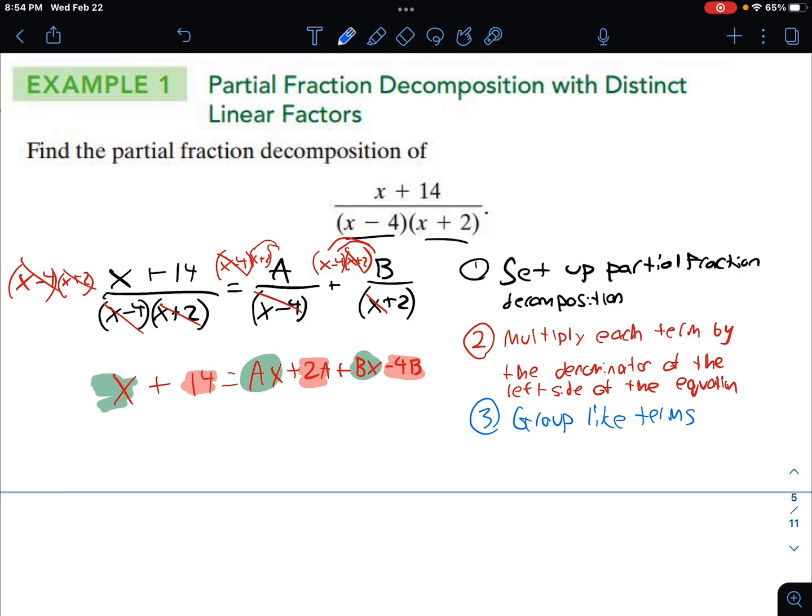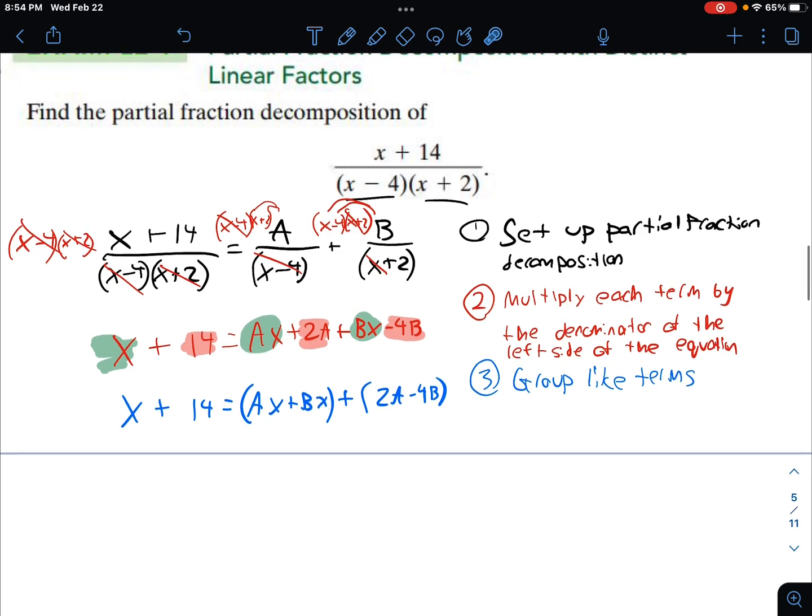So when we do this, we're going to have x plus 14 equals Ax plus Bx plus the quantity of 2A minus 4B. When you do this, make sure not to get rid of your negative. If you have a negative on something, don't factor it out unless you factor it out of both terms. What we're also going to do here is factor out our x, and we're going to have x plus 14 equals A plus B times x plus 2A minus 4B.